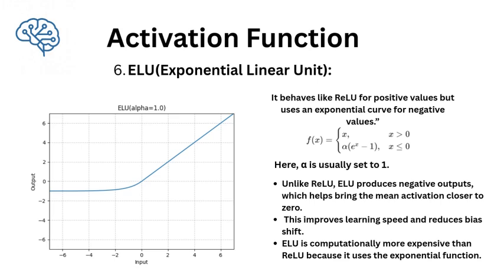ELU behaves like ReLU for positive input values, but for negative inputs, it uses an exponential curve. Mathematically, f(x) equals x when x is greater than 0, and equals alpha times (e to the power x minus 1) when x is less than or equal to 0. Here, alpha is usually set to 1. Unlike ReLU, ELU produces negative outputs, which helps bring the mean activation closer to 0. This reduces bias shift and improves learning speed. However, ELU is computationally more expensive than ReLU because it uses the exponential function.